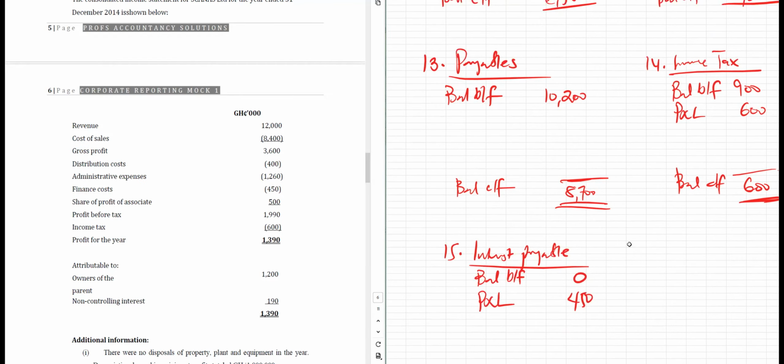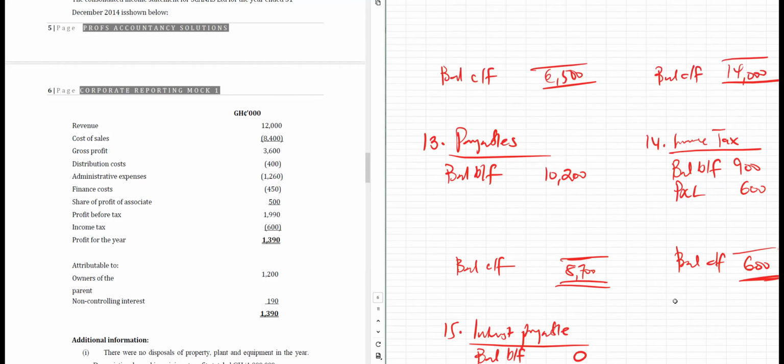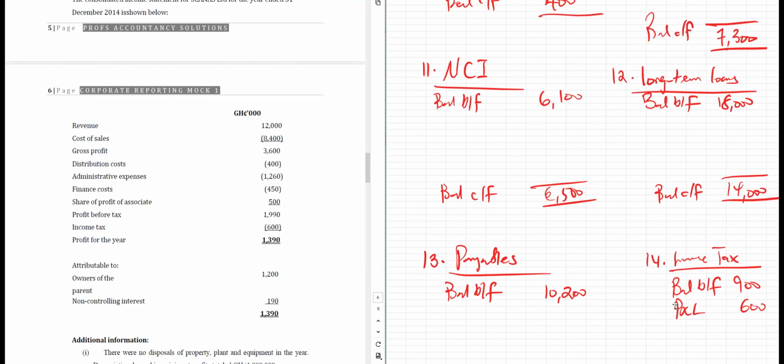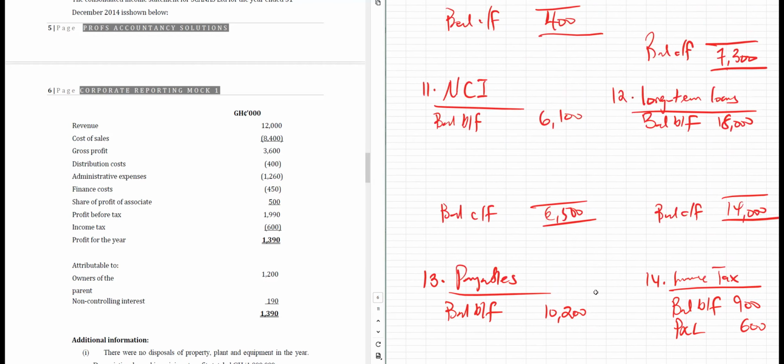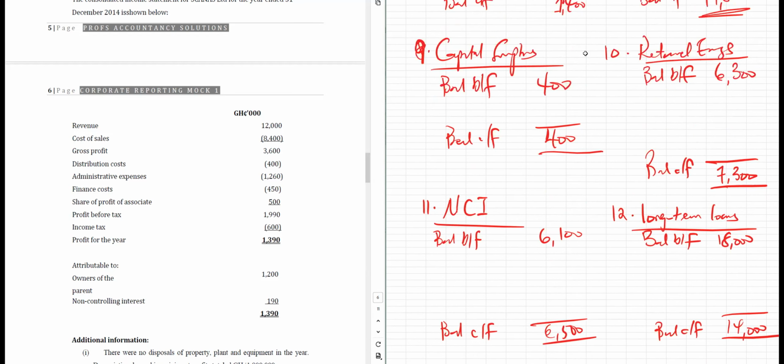Attributable to owners of the parent: how much was it? 1,200. Which account does it go to? Profit for the year for the parent goes to retained earnings. In that case, in the P&L, it's 1,200. That's the part that belongs to the parent. The rest of the part belongs to NCI, right? How much is attributable? That's 190. It goes in here. Good. All right. So now you've laid out everything.